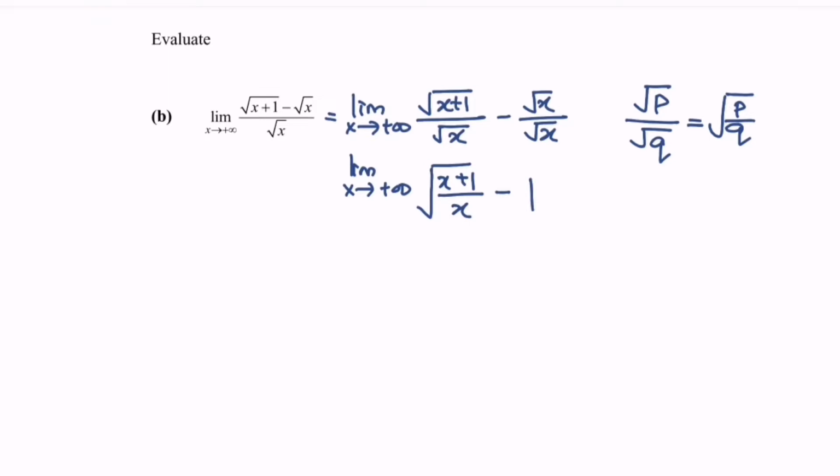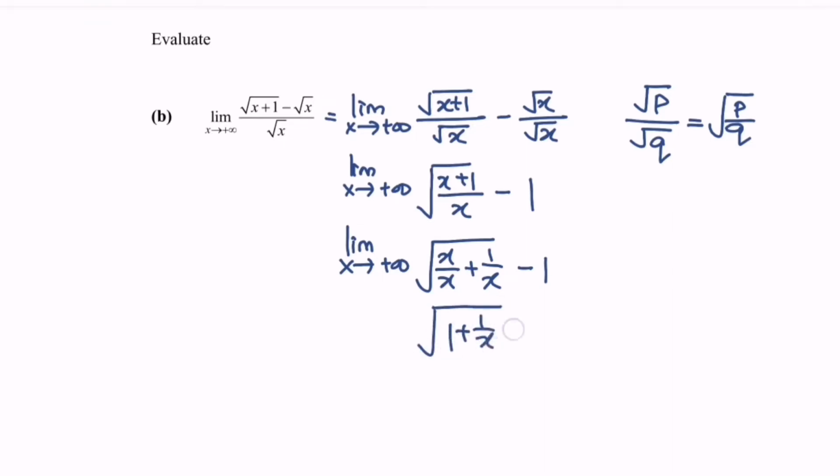Continue. In here again, split the expression. So we will have square root of x over x plus 1 over x, minus 1. Simplify. Again, we will have square root of 1 plus 1 over x, minus 1. So do remember to write down the limit.